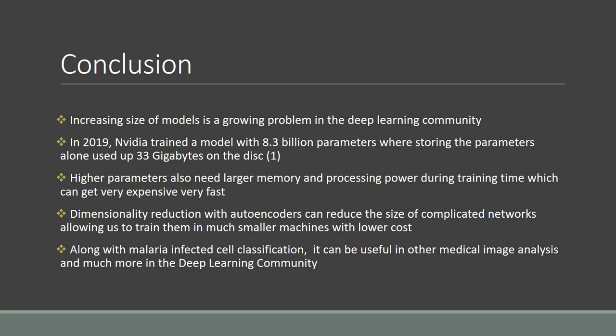Increasing size of models is a growing problem in the deep learning community. In 2019, NVIDIA attained a model with 8.3 billion parameters, where storing the parameters alone used up 33 gigabytes on the disk. Higher parameters also need larger memory and processing power during training time, which can get very expensive very fast. Dimensionality reduction with autoencoders can reduce the size of complicated networks, allowing us to train them in much smaller machines with lower cost. Along with malaria-infected classification, this can be useful in other medical image analysis and much more in the deep learning community.